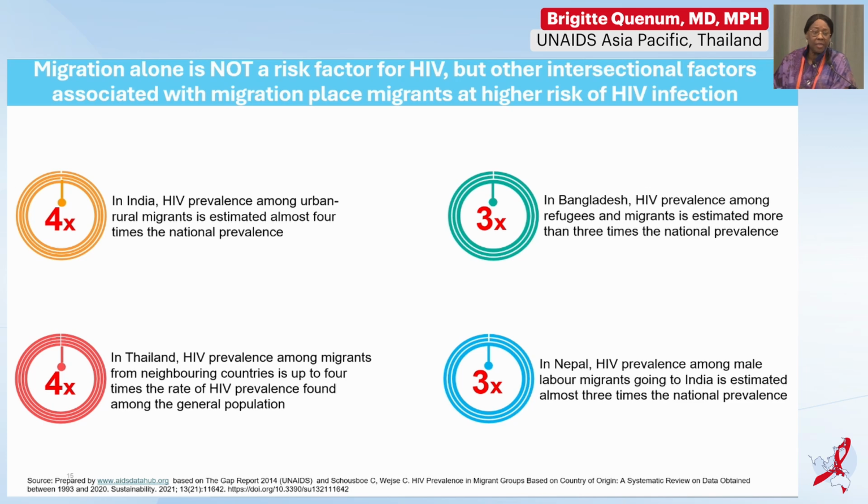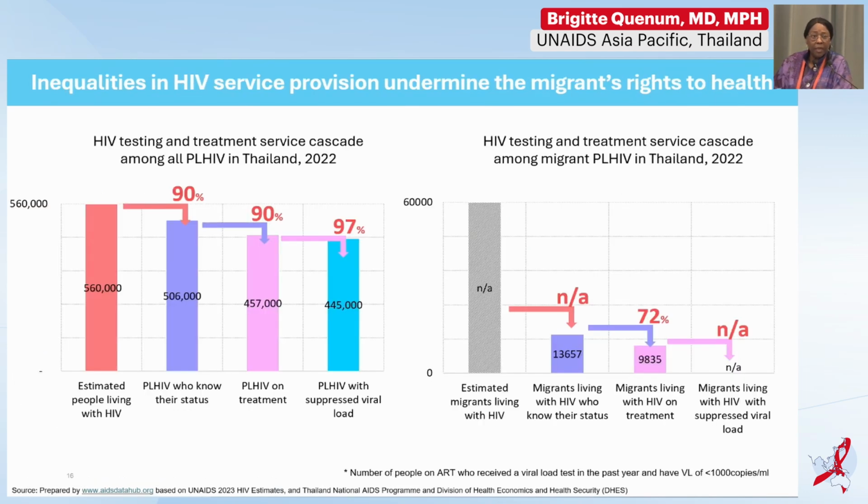Now, just have a look at the epidemiologic data. Bottom line is that migrants have 3 to 4 times higher HIV prevalence as compared to the general population. Migration alone is not a risk factor for HIV, but vulnerabilities and intersectionality associated with being a migrant and migration processes place migrants at higher risk of HIV infection. And I think it's really important to say that right away.